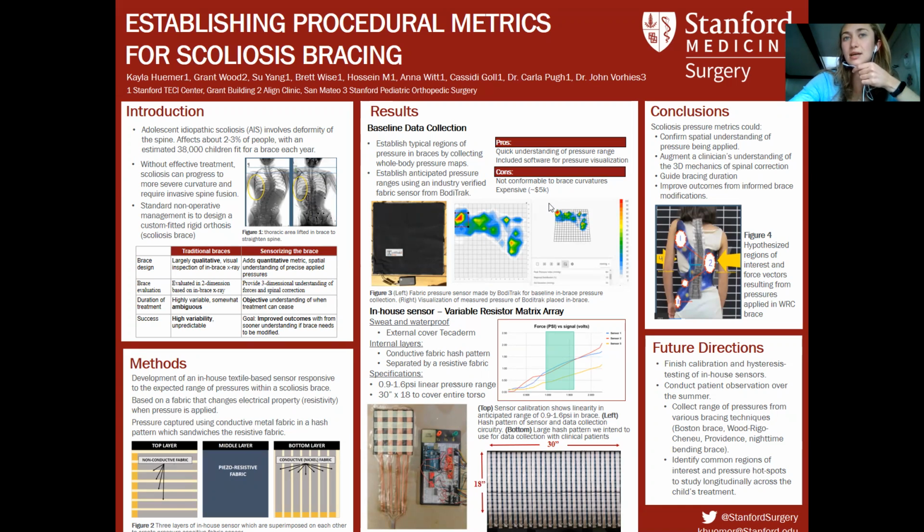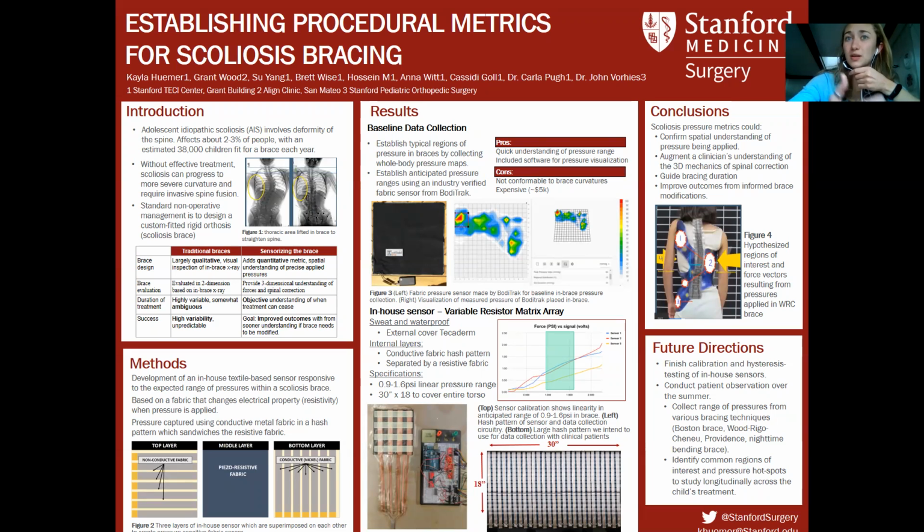But we decided to begin with just a sensor that's available in industry. This one namely is from BodyTrack, that will allow us to first get an understanding of where the pressures are across the entire torso to know where we really want to hone in on and really track how the pressures are changing across the child's treatment. The great thing about this is we can get a quick understanding just using this sensor from industry, and it has software that visualizes the pressures. However, it's not as conformable as we would like. It really can't bend to all the curvatures of the brace and prevents proper fitting.